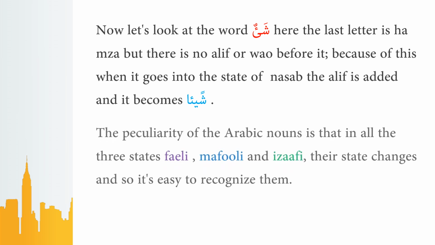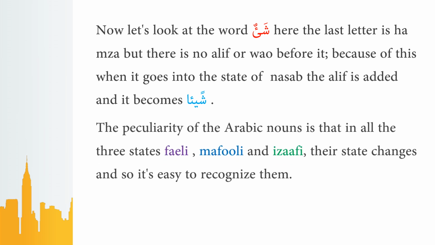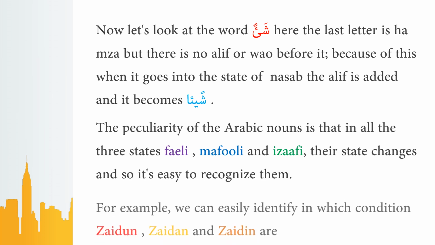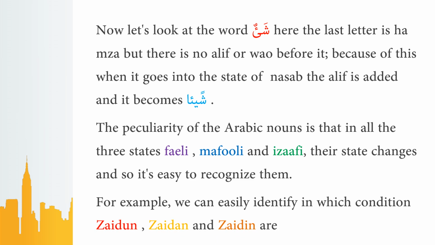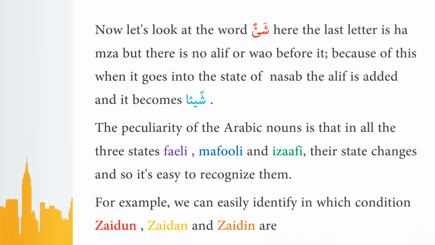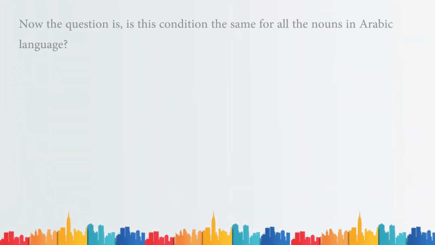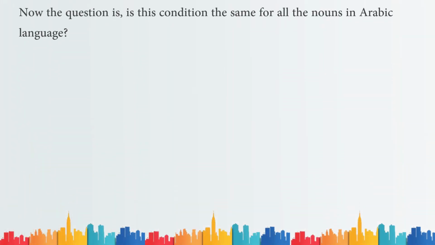The peculiarity of the Arabic nouns is that in all the 3 states, fa'ili, maf'uli, and idafi, their state changes, and so it's easy to recognize them. For example, we can easily identify in which condition Zaidun, Zaidan, and Zaidin are. Now the question is this condition the same for all the nouns in Arabic language?